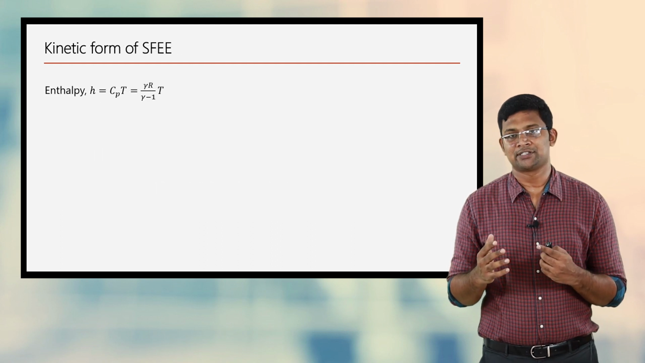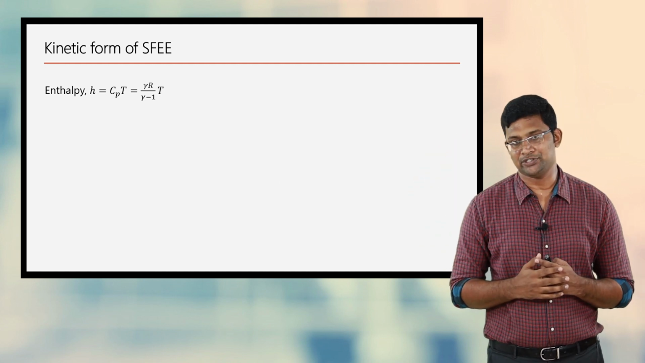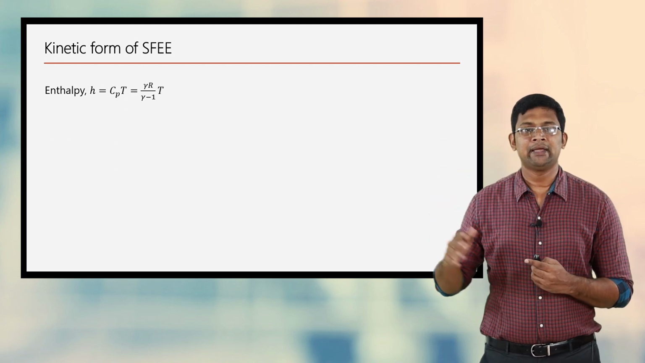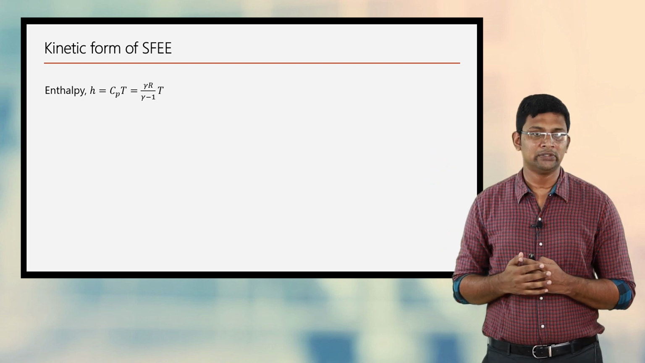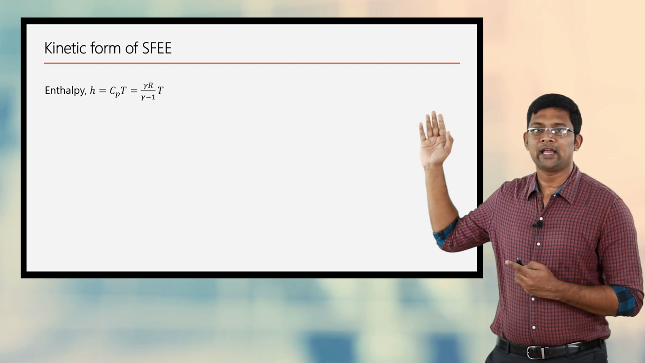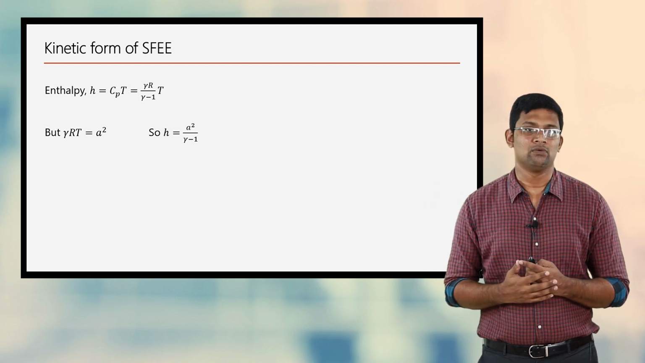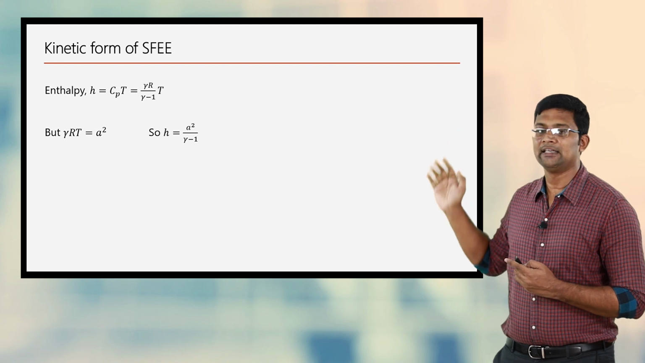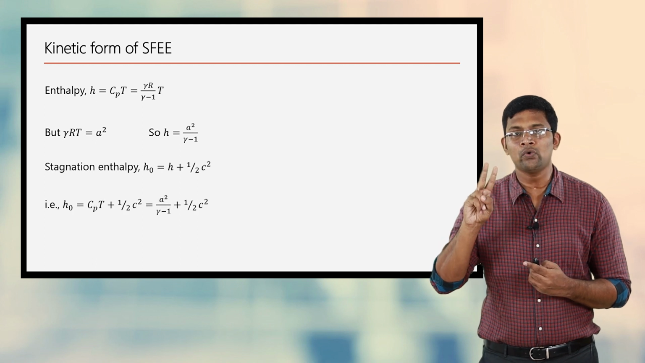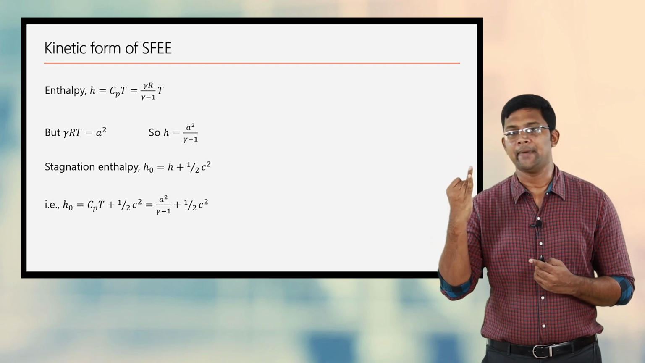We are ending today's session with one more small and yet very important derivation, the kinetic form of steady flow energy equation. The expression for specific enthalpy H is equal to Cp into T. That can be rewritten as gamma R by gamma minus 1 into T, because Cp is equal to gamma R by gamma minus 1. And in the numerator you can see gamma RT, which is equal to A square, the square of velocity of sound. So, the expression can be written as H is equal to A square by gamma minus 1. So, now you have got two expressions for H. One is CpT and the other one is A square by gamma minus 1.